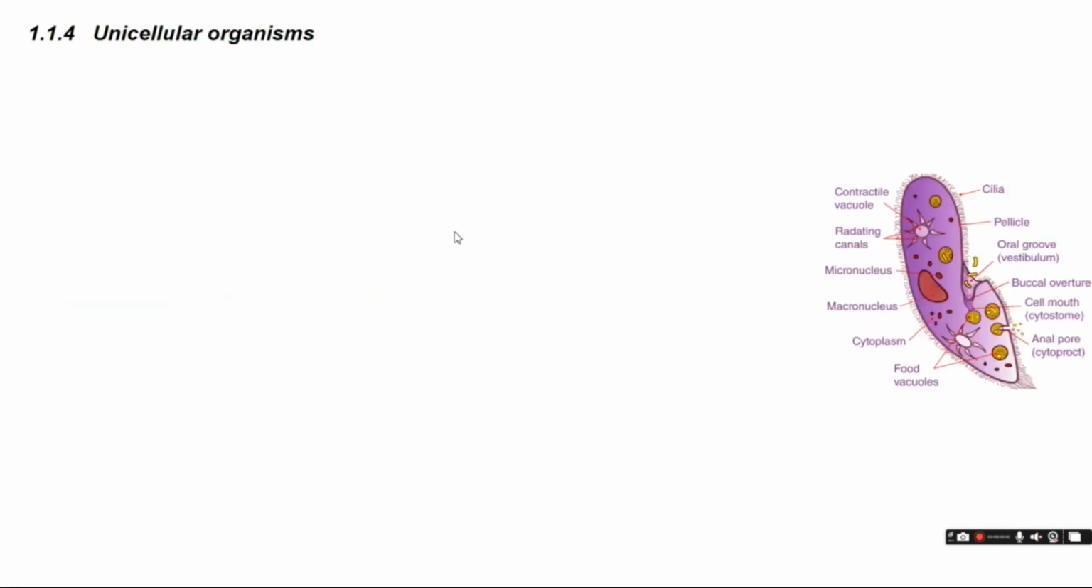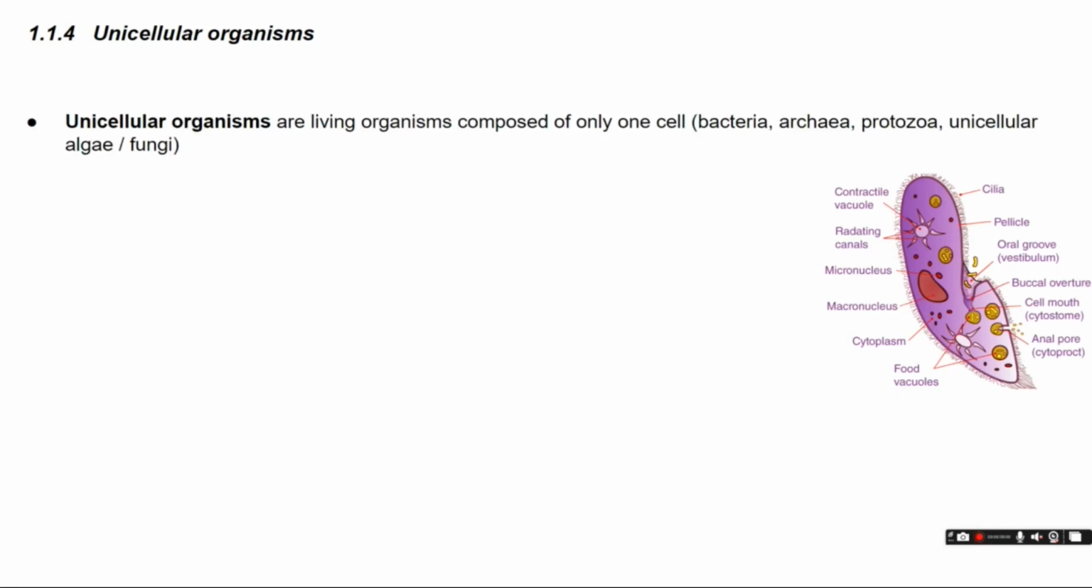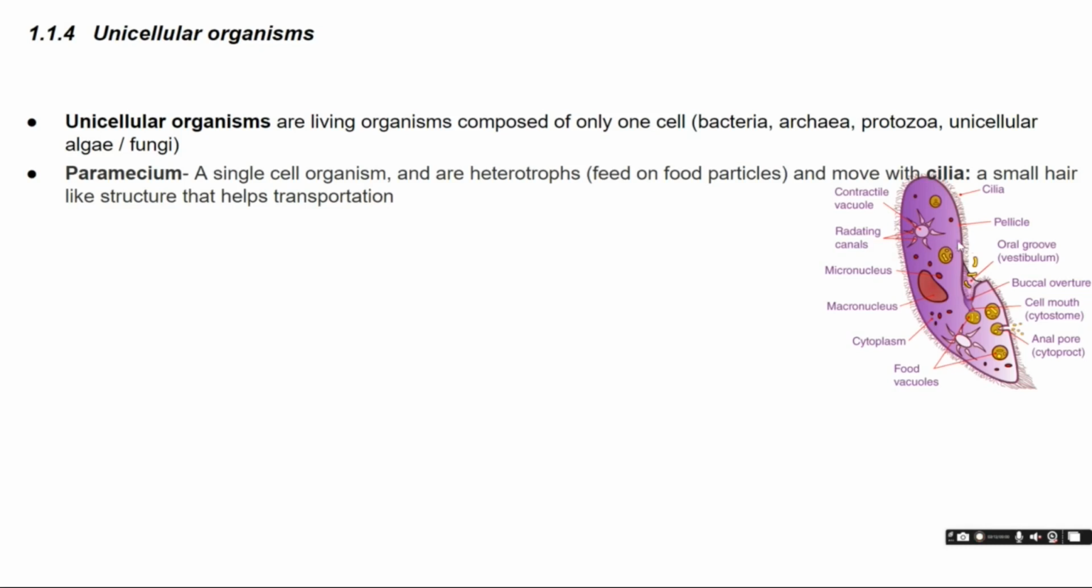So for the next part, we have unicellular organisms. These are living organisms that are composed of only one cell, such as these given examples. Paramecium is an example you'll most likely have to know, and it is right here. It's a single cell organism. They're heterotrophs, and they move with cilia, which are these small hair-like structures that help in their transportation. And you'll definitely need to write these down.